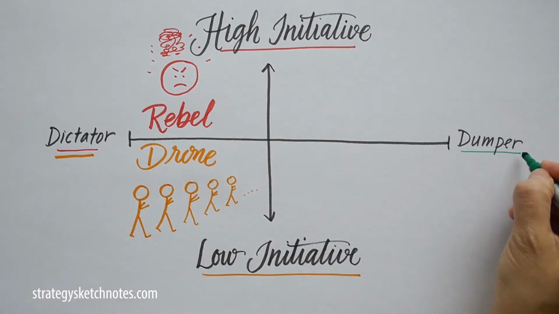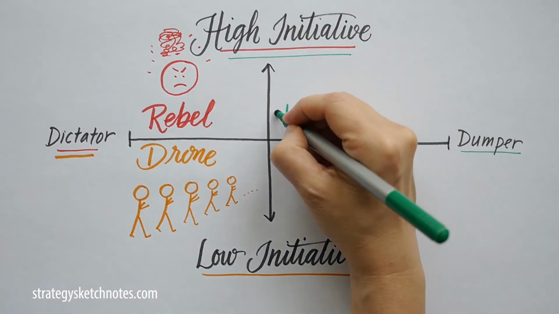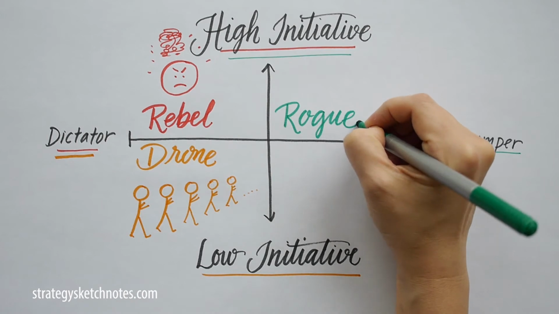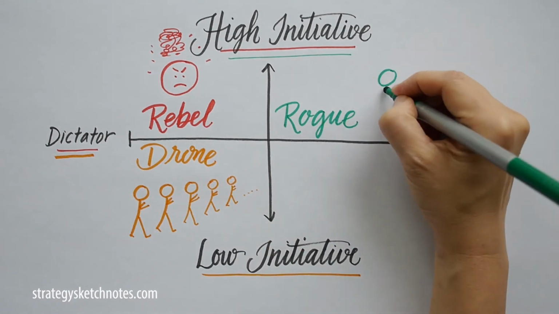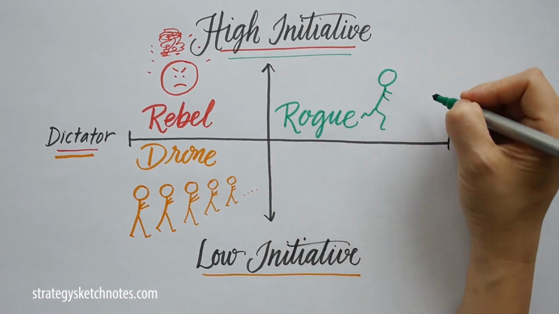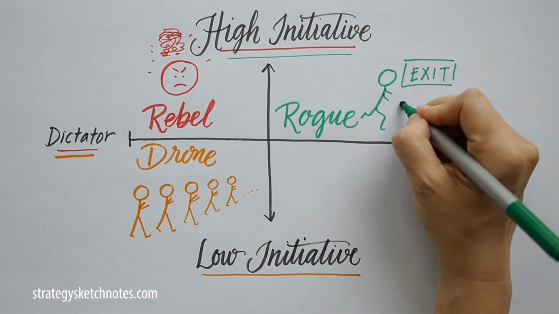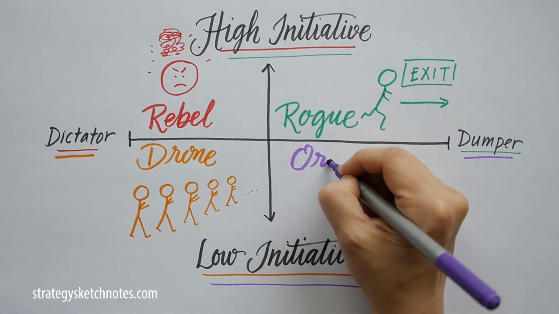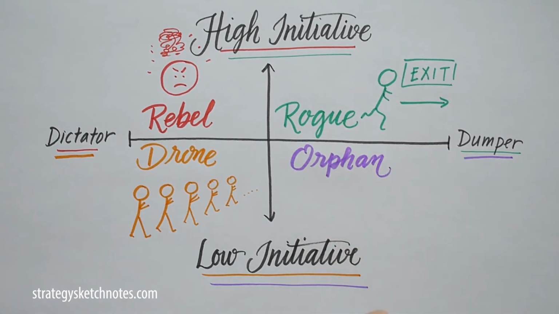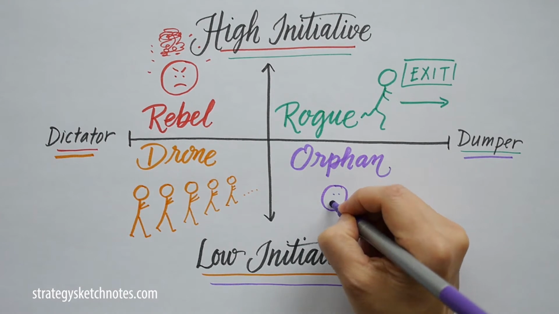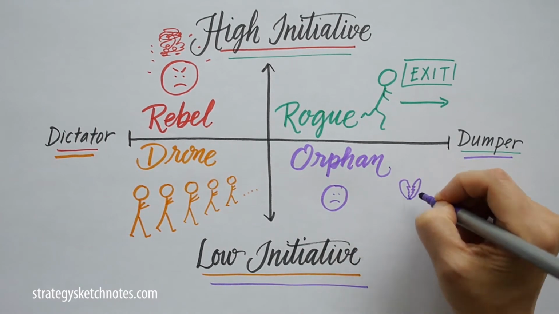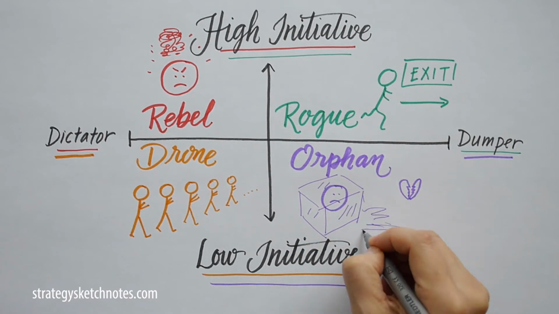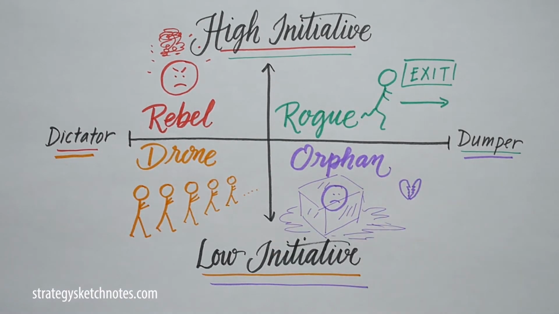On the other end of the spectrum, when the dumper leads a person with high initiative, the follower becomes a rogue. This person has total autonomy to do their work, and without guidance, it's very easy for them to veer off path. They go their own direction and might end up deviating from the mission. When the dumper leads a person with low initiative, the poor person becomes overwhelmed. The term orphan is a good description because they're left to their own devices but really don't know what to do. They become paralyzed because there's no guidance or support when they need it.